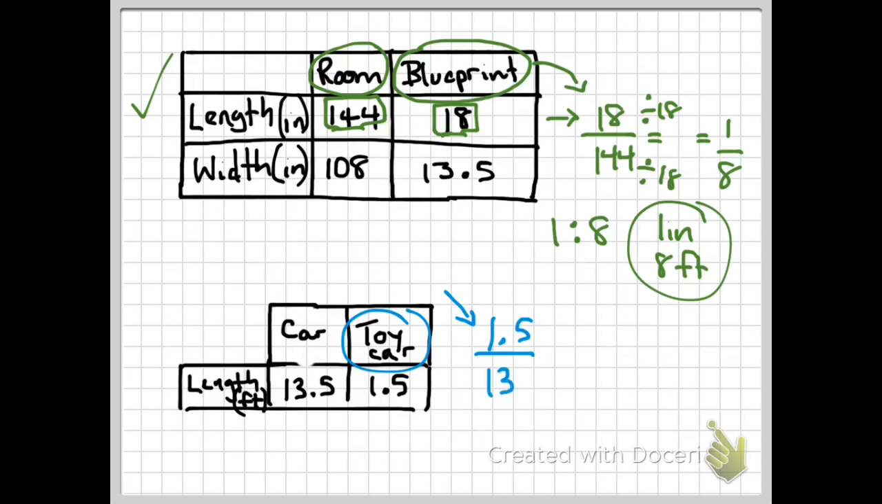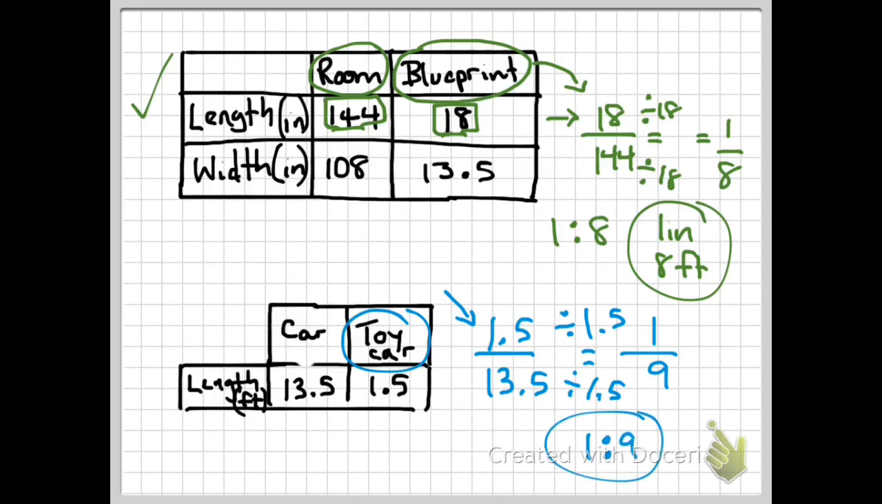The 13.5 will go underneath, right? And in most cases you're going to get 1 on top. So let's see if 1.5 can actually go into 13.5, which I believe it can. All right, let's just check. So it does, so we'll divide by 1.5. That gets us 1 on top, and a nice even number of 9 on the bottom. So we have 1 to 9 for our scale factor there.